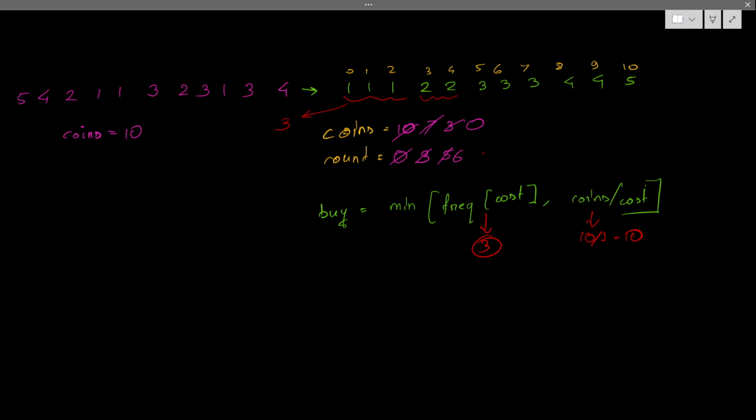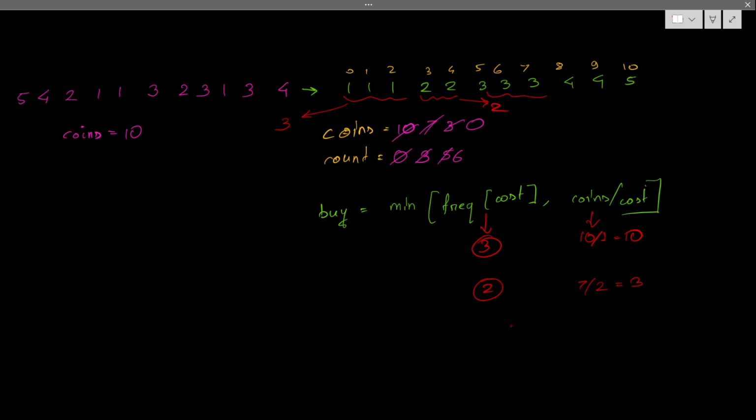Fine. For these two, the frequency is 2. See, I have bought 3 ice creams, right? Then I have to subtract this. Now the coins become 7, not 10. If I take only the division result, not the remainder, 7 divided by 2 becomes 3. What is the minimum? 2 is the minimum. From there I will take 2.